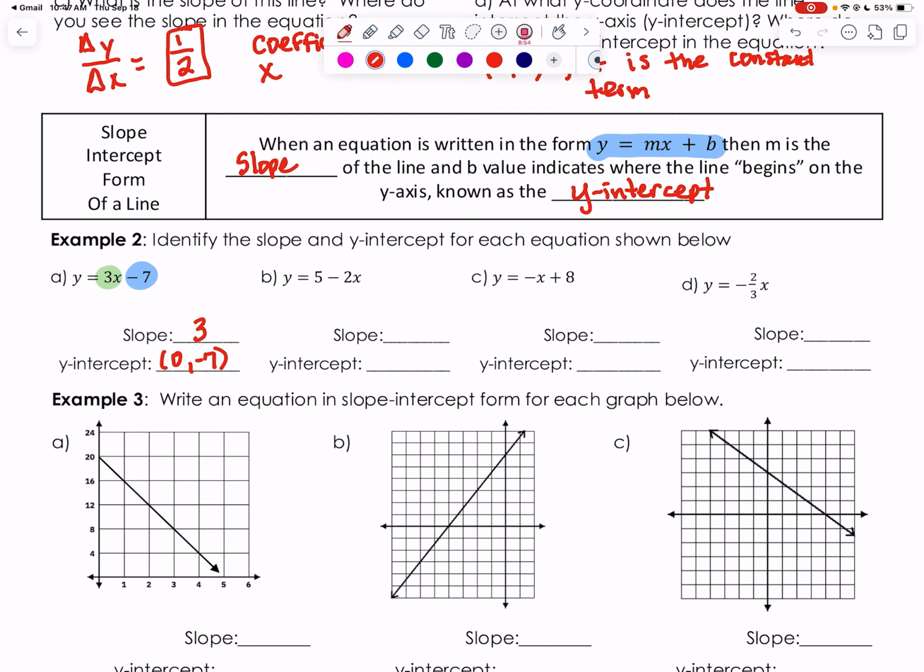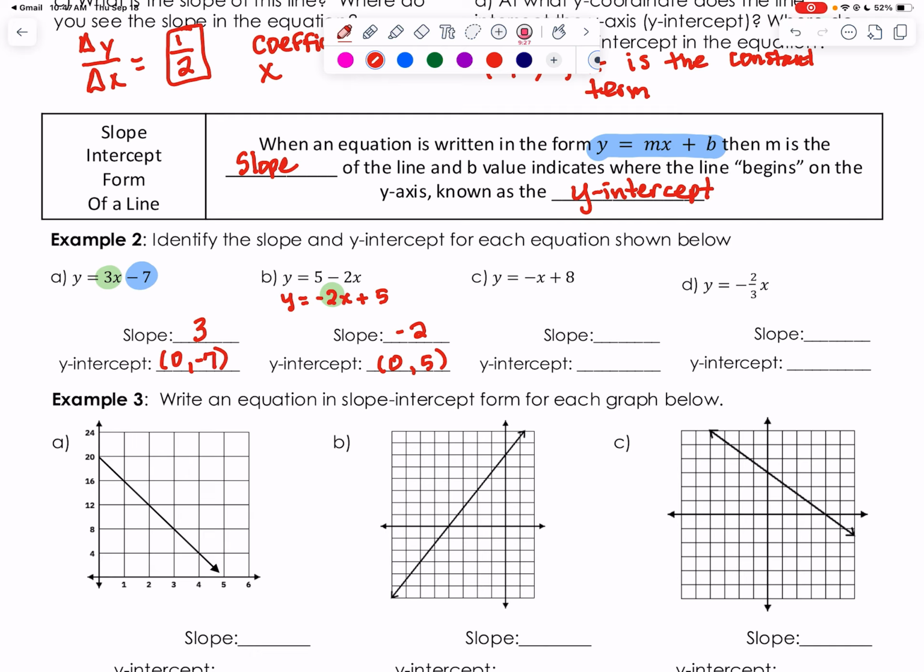y equals 5 minus 2x. Now, what I want you to notice here is this equation is written a little bit backwards. If it helps you, you can rewrite it like this and put the -2x first and then the +5. It may be easier for you to identify the slope if it's written like that. So our slope is our coefficient of x, which is -2, and our y-intercept is the constant term, (0, 5).